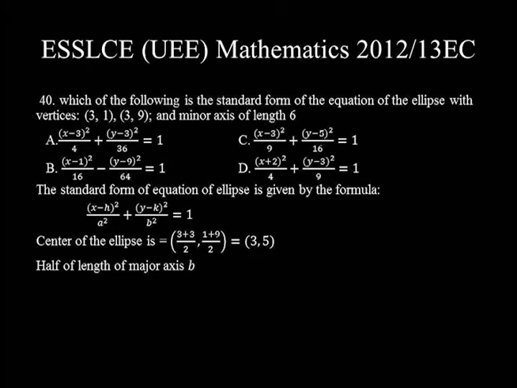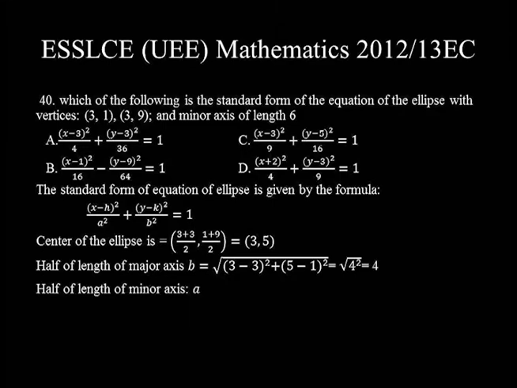the formula B is equal to the square root of (3 minus 3) the whole square plus (5 minus 1) the whole square, which is equal to 3 minus 3 is 0, 0 square is 0. So we are left with (5 minus 1) the whole square. 5 minus 1 is 4. Then square root of 4 square is 4. Half of the length of the minor axis, that is A, is equal to, the minor axis is 6 divided by 2. 6 divided by 2 is equal to 3.